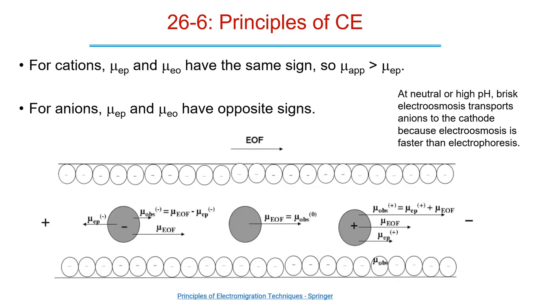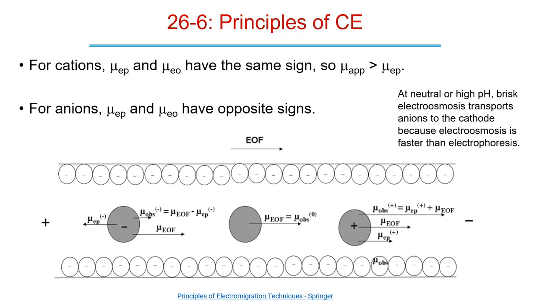So this is what we're talking about. Remember, we set up the EOF, so we deprotonated all the sides. And here's a nice diagram. It shows you that if you're neutral, you're going to be flowing with the EOF, right? Because you're not resisting it, but you're also not excited to go towards the detector. You're neutral, right? So you're kind of going with the flow.